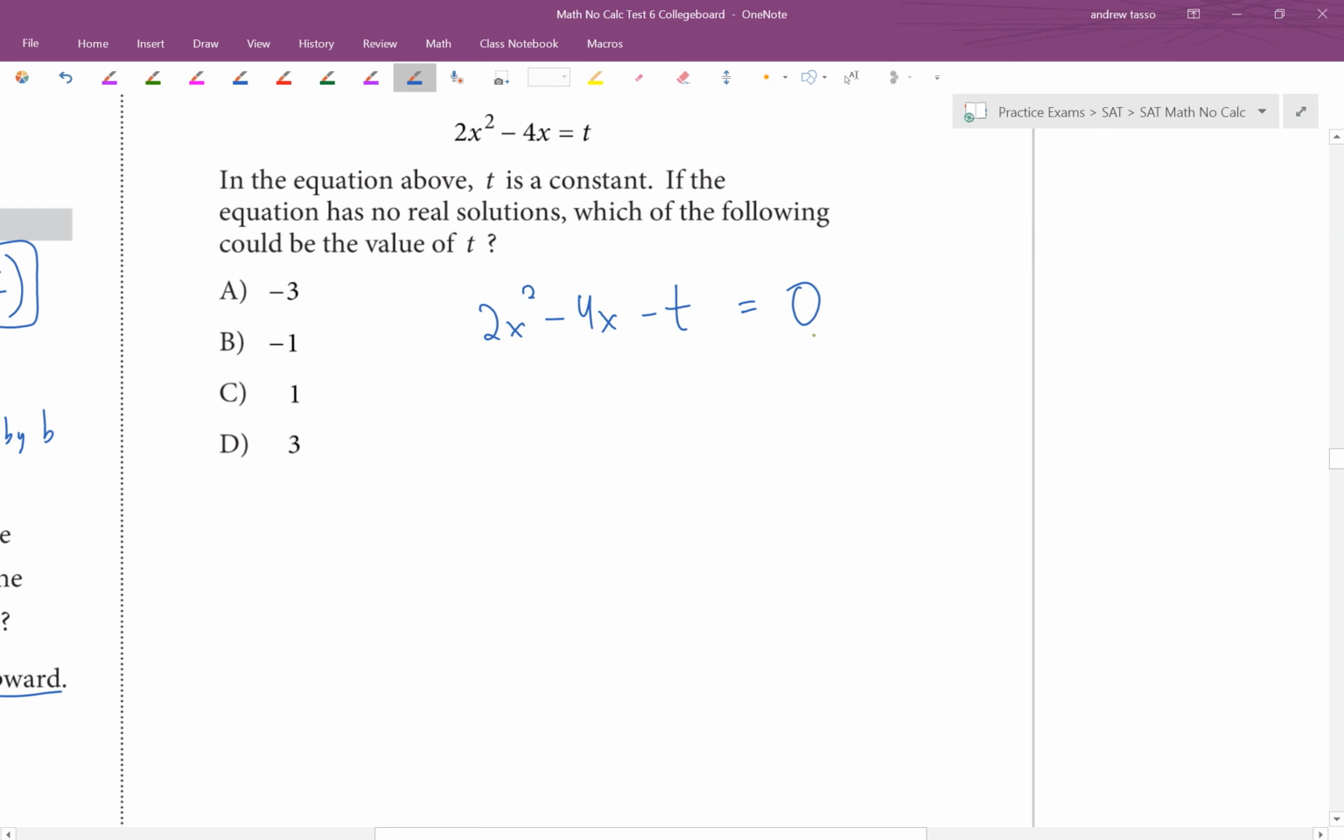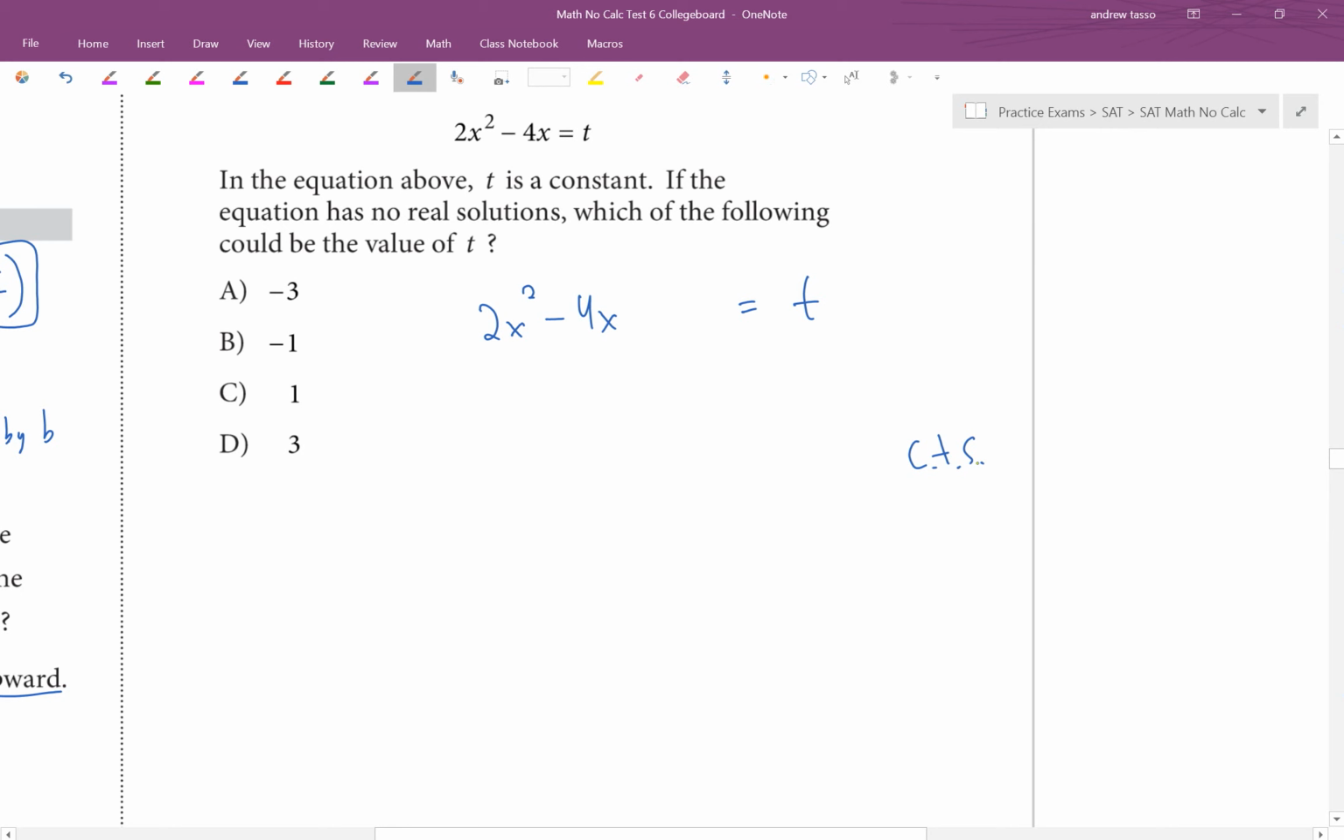So let's see. At this point, what we might want to do is simply plug in some of these choices and see what might work. This is the no calculator section, so we cannot use a calculator here. Let's see. Well, okay, here's an idea. Instead of moving the t over, we can use the idea of completing the square. So let's use that as a nice exercise here.